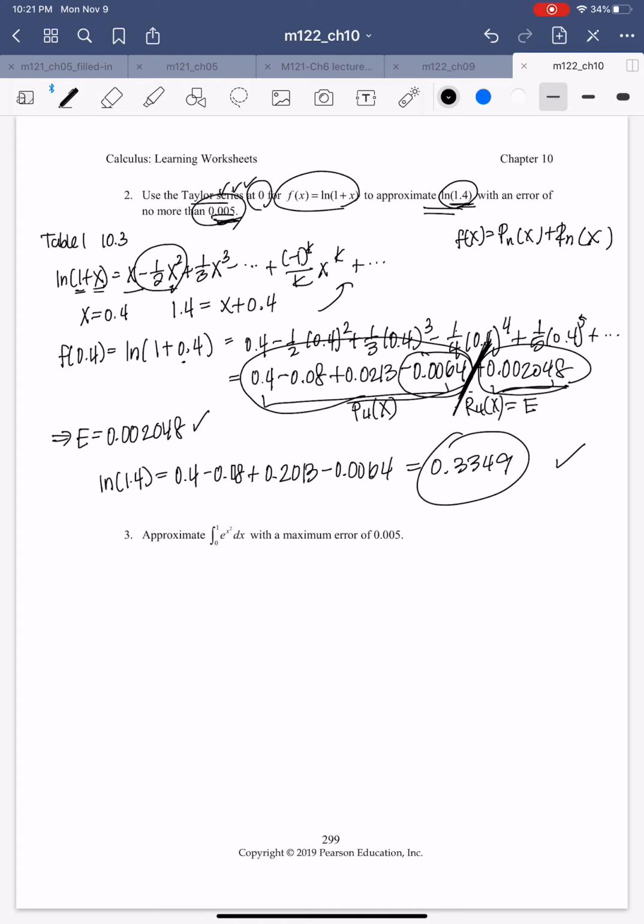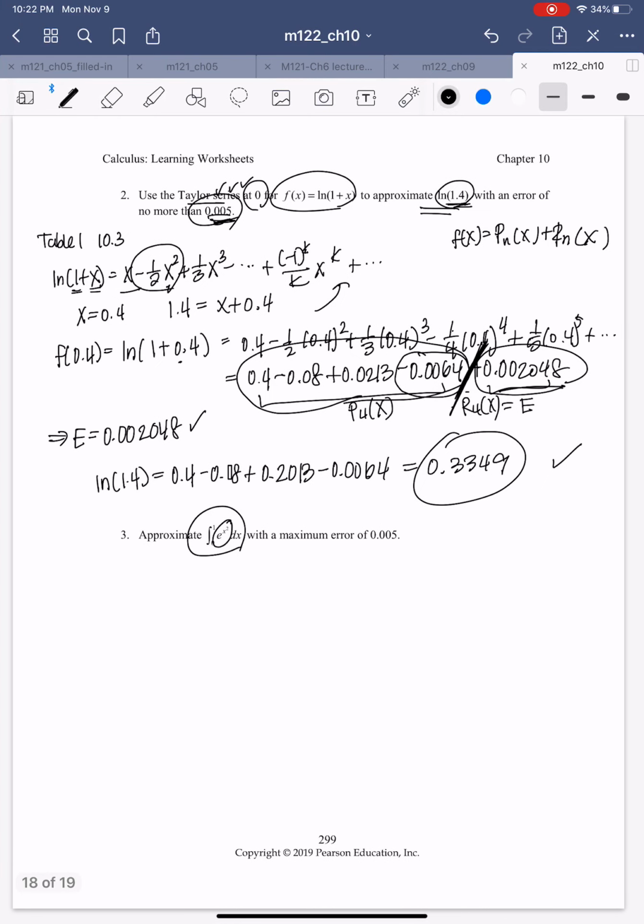Number three. Now, number three gives you a different layout, but same thing. They give you the integral, so that means I probably have to integrate and then come up with the polynomial. Again, for this e to the x squared, I'm going to be using table 1 to come up with my basic one. So we know that in 10.3 table 1, we are given e to the x is 1 plus x plus 1 over 2 factorial x squared, 1 over 3 factorial x cubed, all the way up to 1 over n factorial x to the n.